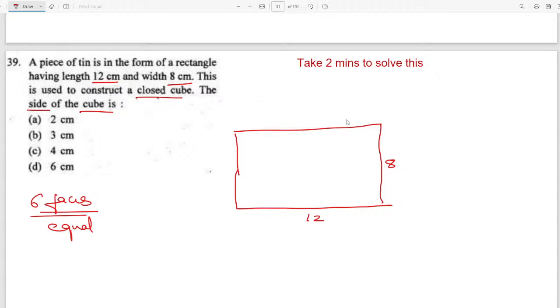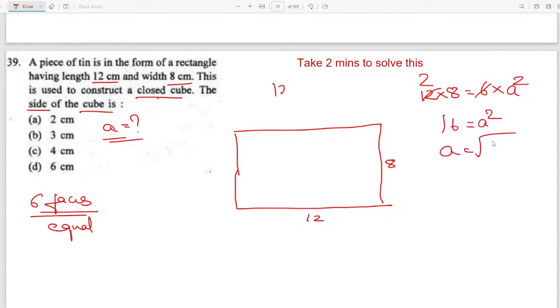So I'll equate this: the area of the sheet is 12 into 8, and I have to create 6 faces out of this, so 6 into the area of a surface of a cube, which is a square. They're asking what is the side of the cube that you can create from this sheet, so I need to calculate a. 6 ones are 6, 2s are 8, 2s are 16. a squared is equal to 16. a is equal to root of 16, that is 4. So a is equal to 4. The correct answer is option C.